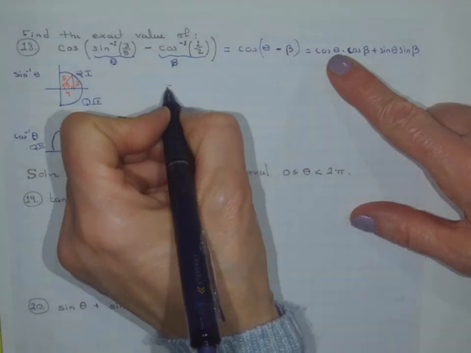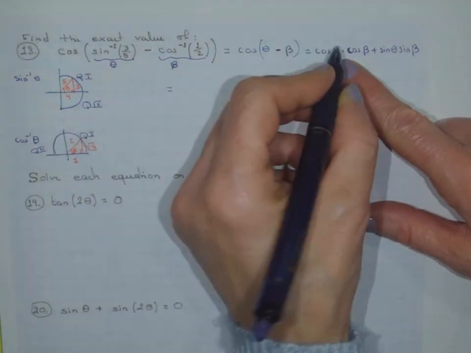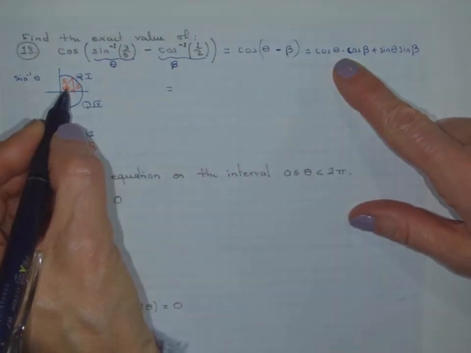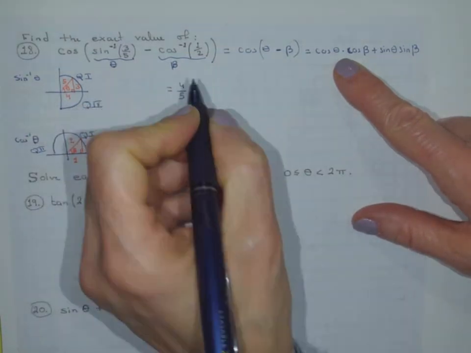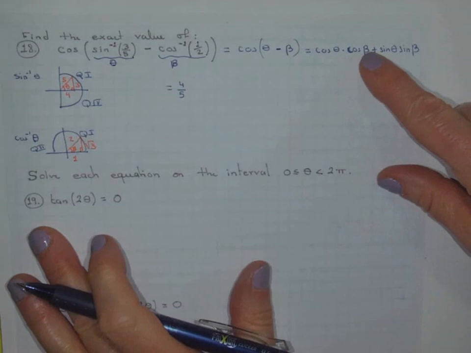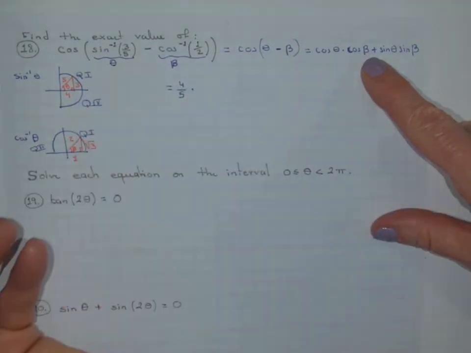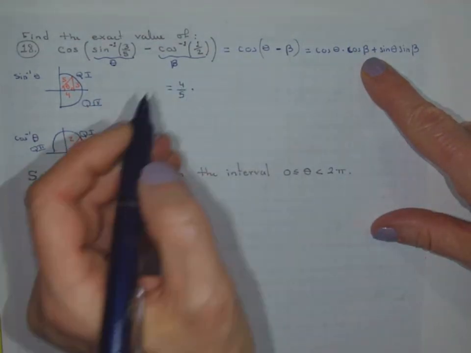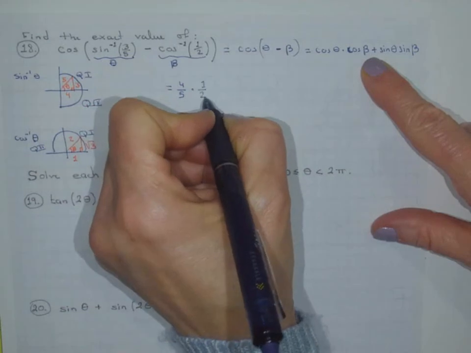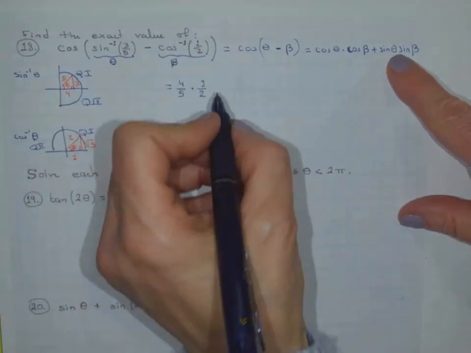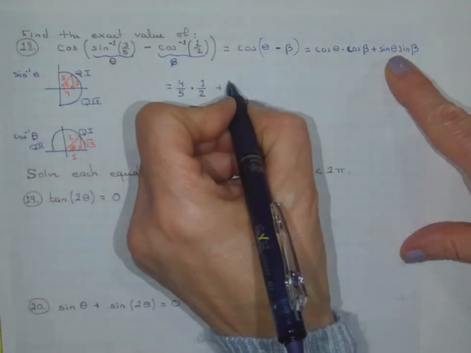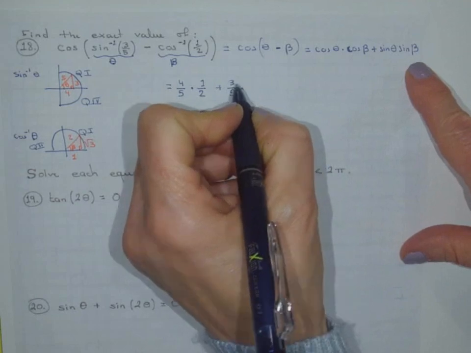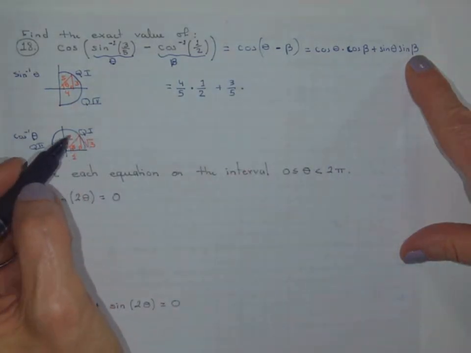So I can say, okay, well, that's going to be cosine of theta. This is the triangle I used for theta, so the cosine will be 4 over 5 times the cosine of beta, and the cosine of beta was 1/2, right? This one is the one we actually know, plus sine of theta, so the sine of theta is the one I actually know, right? 3 over 5 times the sine of beta, so that will be square root of 3 over 2.